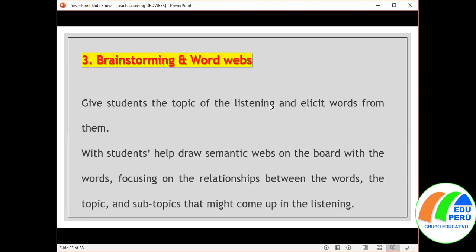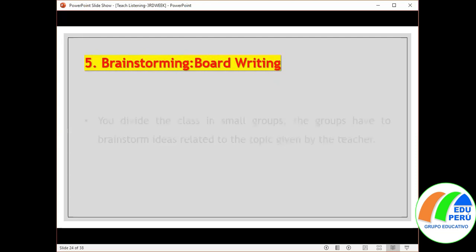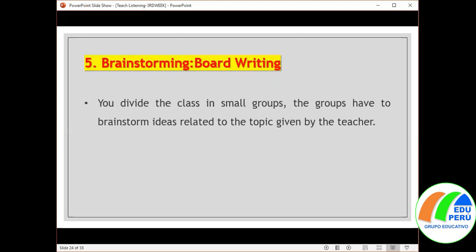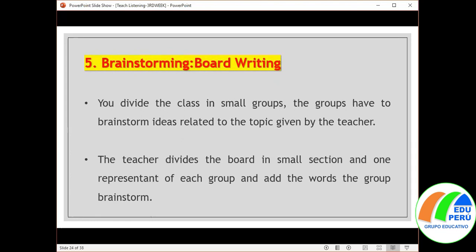Now, the other activity. Brainstorming, but board writing. Notice, board writing. So you divide the class in small groups. The groups have to brainstorm ideas related to the topic given by the teacher. The teacher divides the board in small sections, and one representative of each group adds the words the group brainstormed. So they are going to add words.